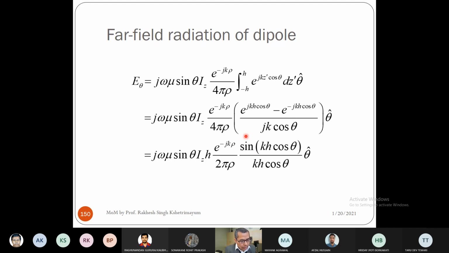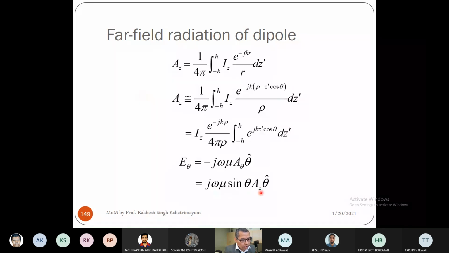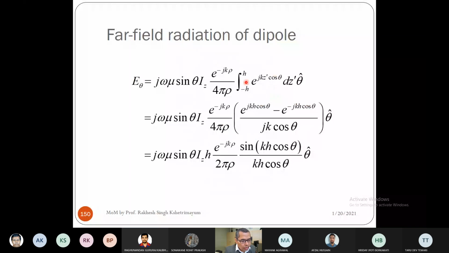Okay, you can further simplify this expression for e theta. E theta is j omega mu sine theta az. Just replace az by this expression you have here, iz exponential minus jk rho, this term here. So you can do simple integration of this one. This is the exponential function. It will give me exponential jkz cos theta divided by jk cos theta, and it's going from minus h to h. So you plug in minus h and h.